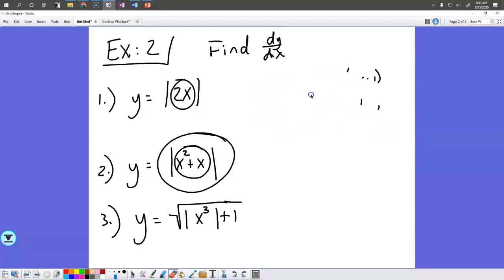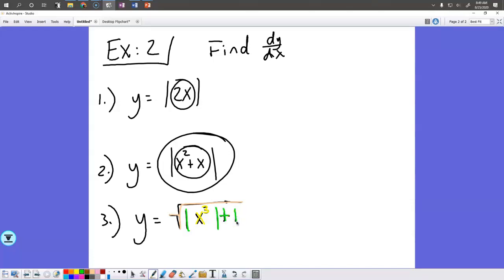Now, number 3 is another egg problem. It's got yolk, whites, and shell. So let's go ahead and find the shell. The shell is the square root. So I'll highlight that with a nice eggshell color there. The yolk is the one that's most inside. That would be the x cubed. The egg whites, I can't highlight it in white, but I'll highlight it in green. The egg whites is this absolute value function plus 1.